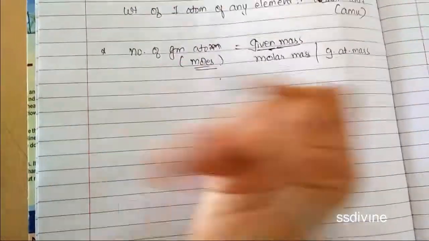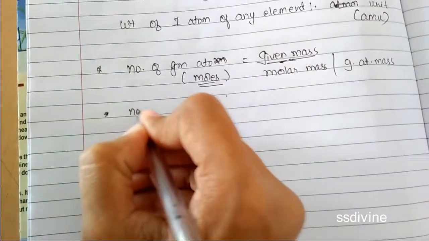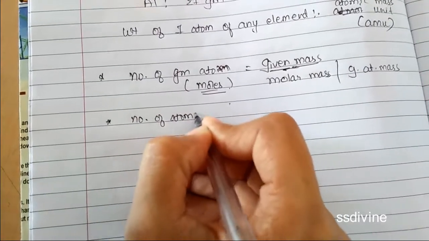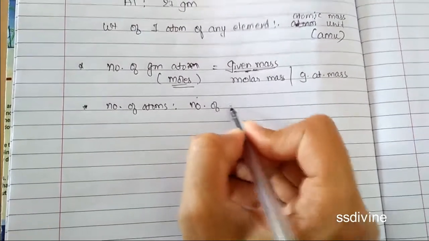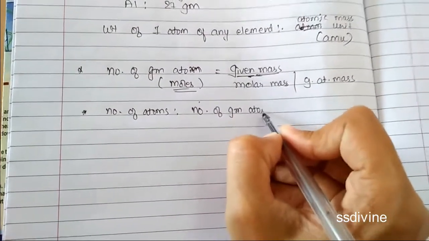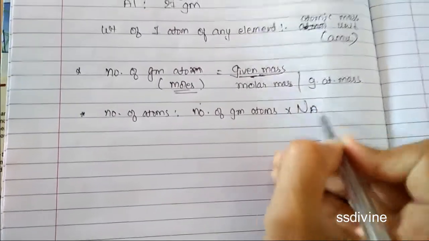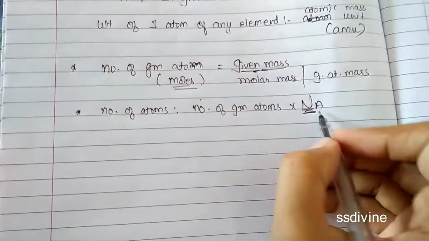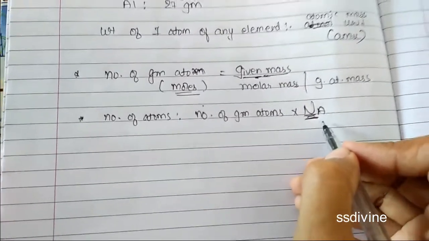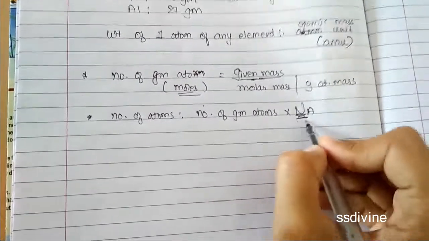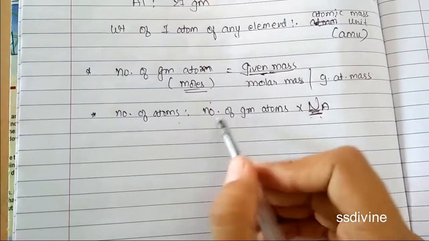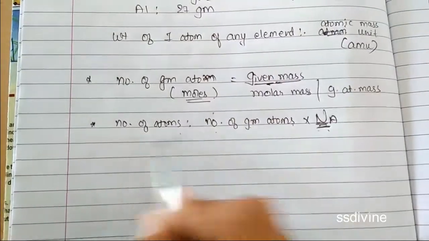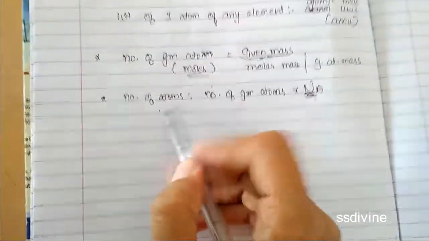Now number of atoms, if you want to calculate number of atoms. So what is number of atoms? It is nothing but number of gram atoms into Avogadro number, that is your 1 mole, 6.023 into 10 to the power 23. Clear? तो इस तरह से हम एटम्स को भी कैलकुलेट कर सकते हैं. If you want to calculate number of atoms, then number of gram atoms into Na will give you the number of atoms. Let us take an example.